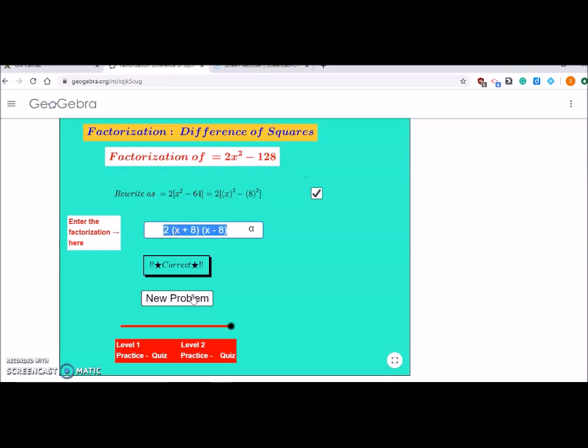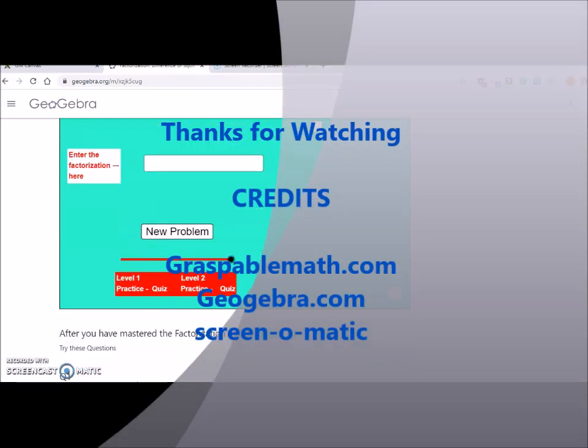So there are some questions in the worksheet attached.